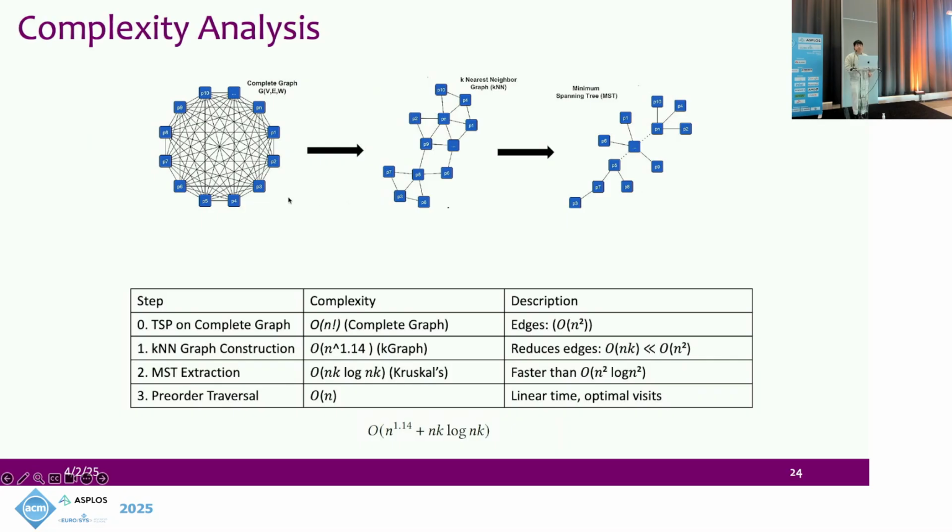And for the complexity, the original problem, we relax it into a complete graph. Then we apply the KNN to extract the key component of the complete graph, and finally obtain the MST. And the complexity of them is here, and the details can be found in the paper.